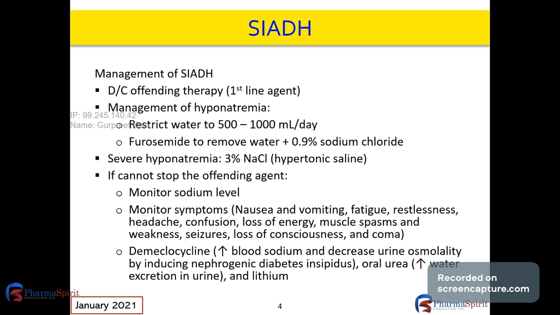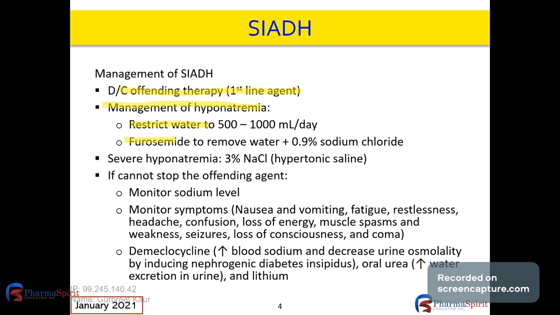To manage SIAD, we discontinue the offending drug, and this is the first choice. So the most important thing to do is to try to stop the medication that causes the problem. And then we try to manage the hyponatremia. Remember, this is dilutional hyponatremia. So what we try to do is we try to restrict the water intake to 500 to 1,000 milliliter per day. So this is to give the body the chance to get rid of the extra water in it that causes dilutional hyponatremia. So this way, the sodium level will go back to normal.